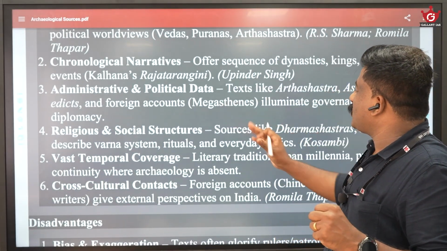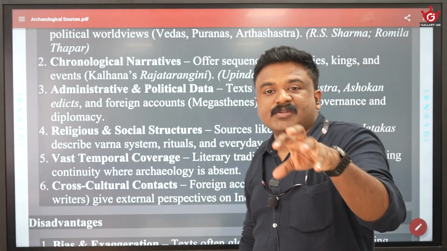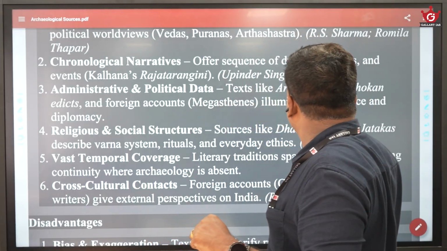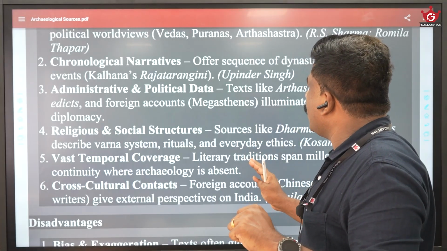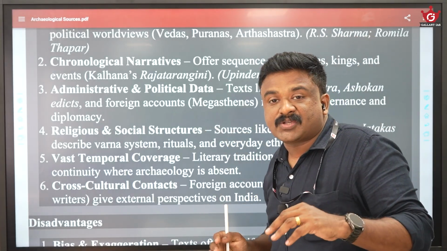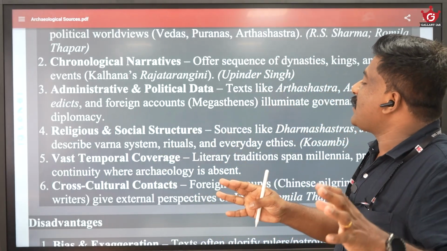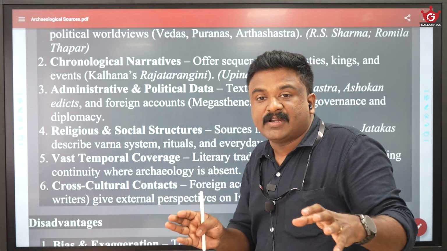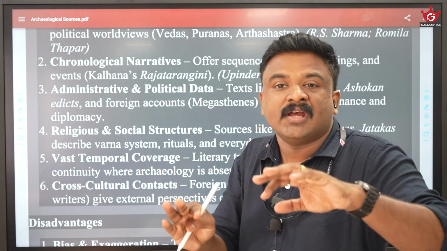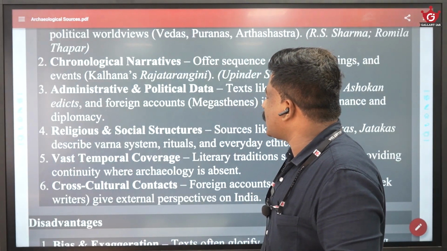Then administrative and political data. For example, sources like the Arthashastra, Megasthenes' Indica, or Ashokan edicts give us administrative information, information about governance, the nature of governance, diplomacy, political rulers, and political institutions.